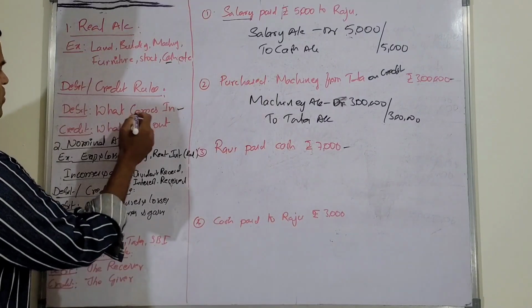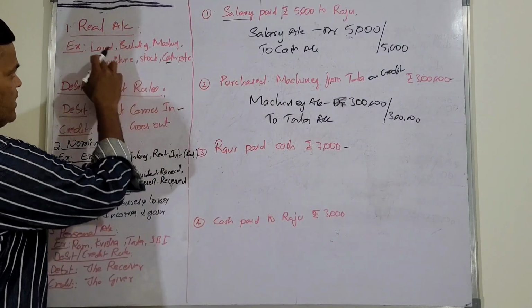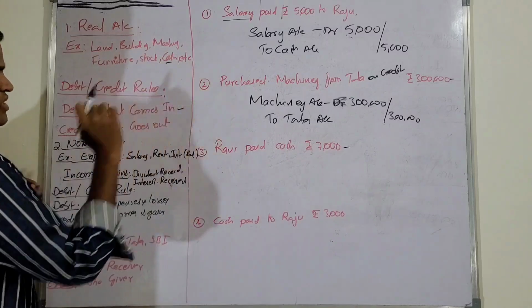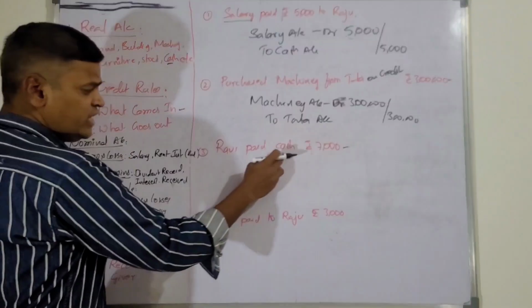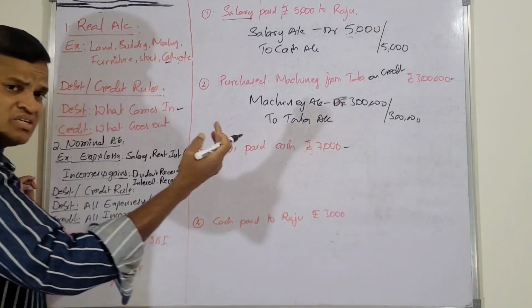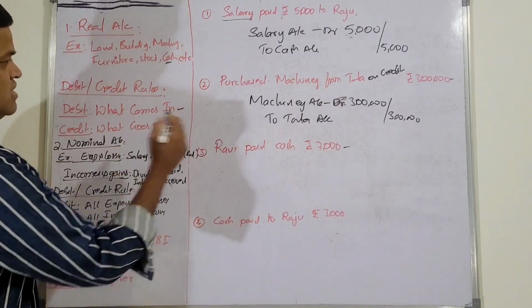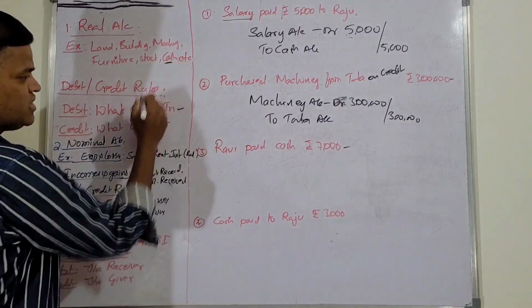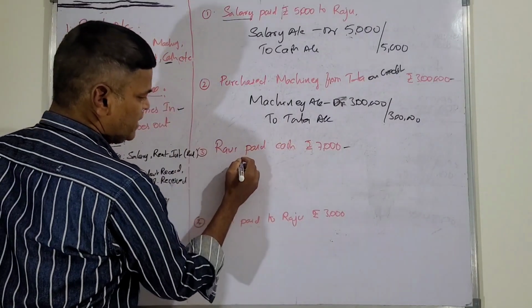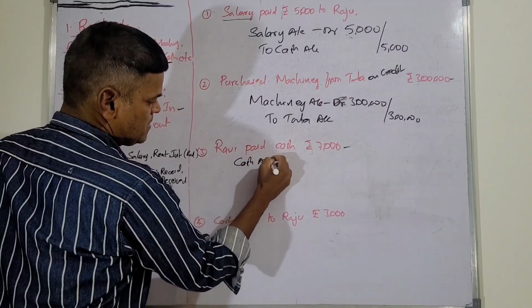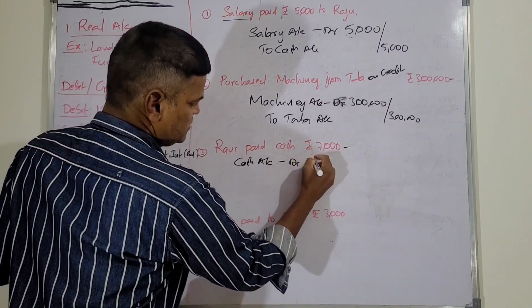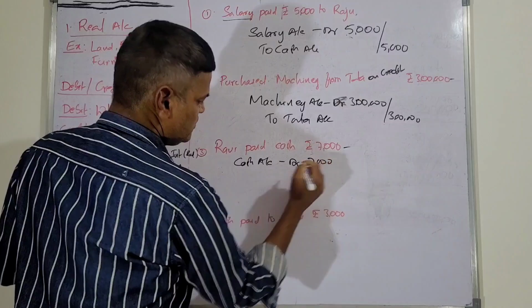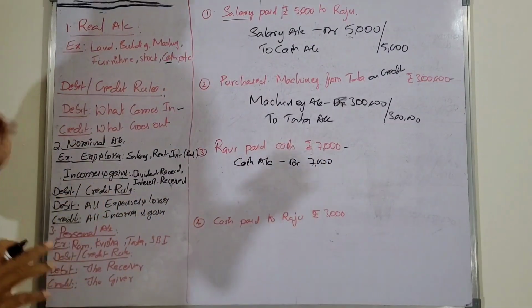According to real account, when we have to write debit, what comes in? If any asset is coming into the business, we have to write debit. So in this, is any asset there which is received by the business? Yes, here cash is there. Cash is also an asset, no? Hence, we can write cash account debit. What is the amount? 7,000. Okay, now we got the answer for debit in real account itself.